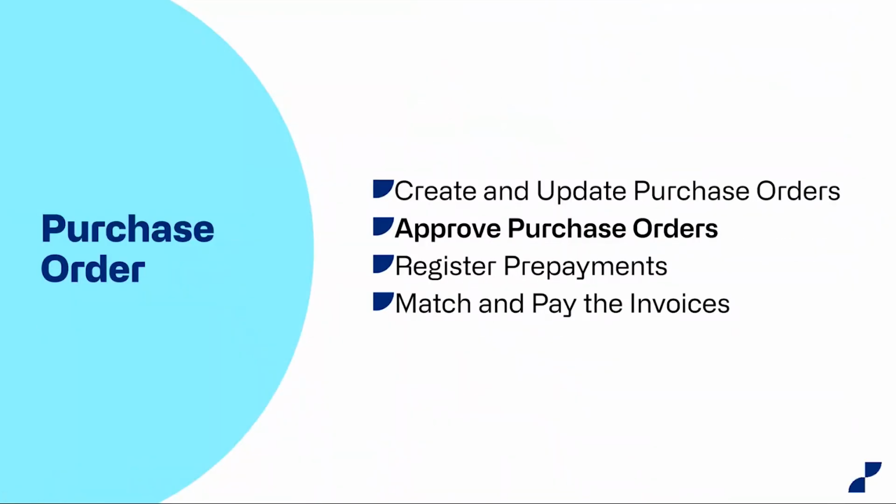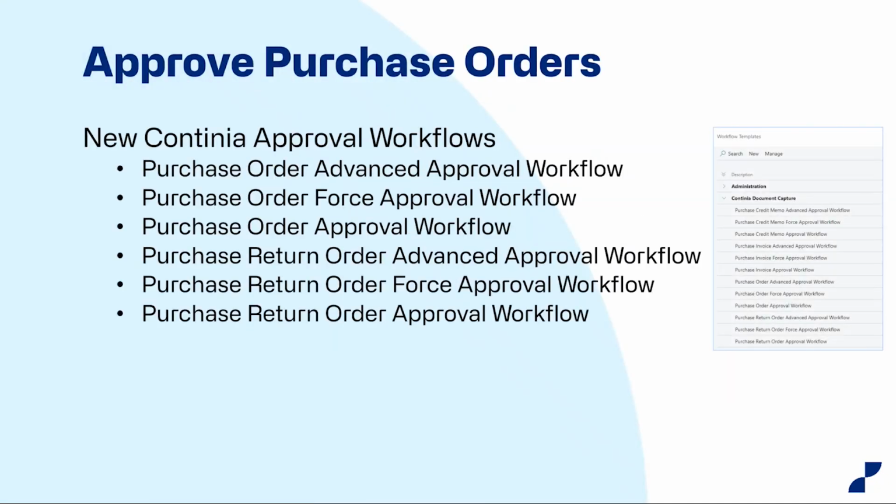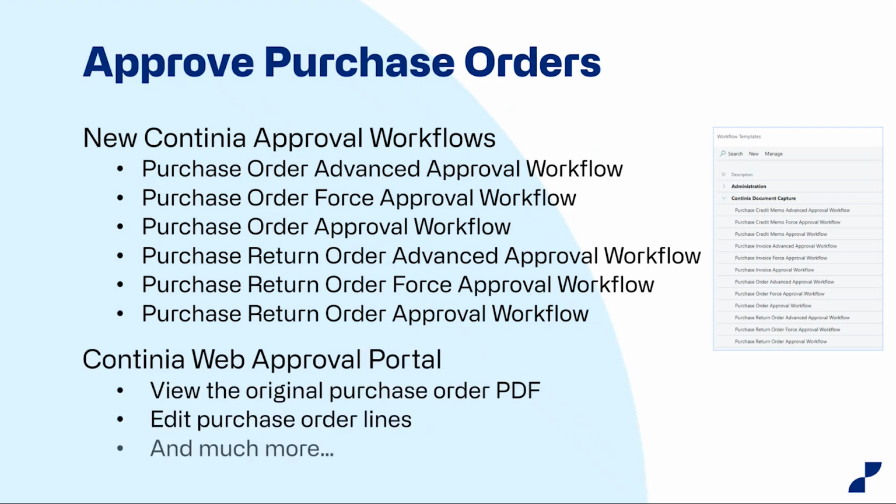Approving purchase orders in Document Capture is made available here in the latest release, version 2023, release 1, and we have added a number of approval workflows for advanced approval, forced approval, and also standard approval for both purchase orders and purchase return orders. Besides the workflows for approving, you can also approve the documents through the Continia Web Approval portal. There you can view the original PDF, you can edit the lines, and all the other actions you know from the purchase invoice. So let's jump over and try that.